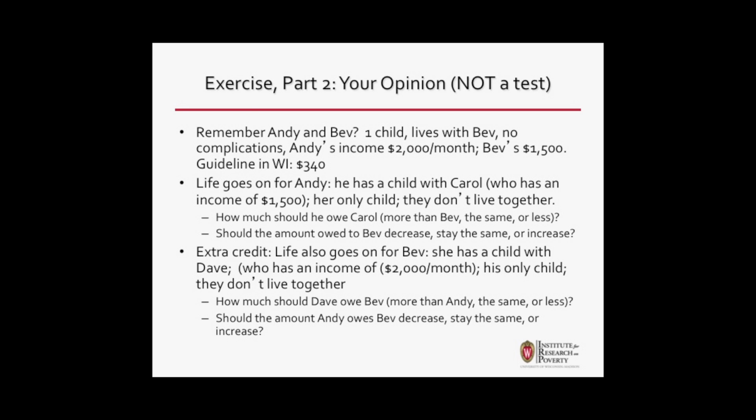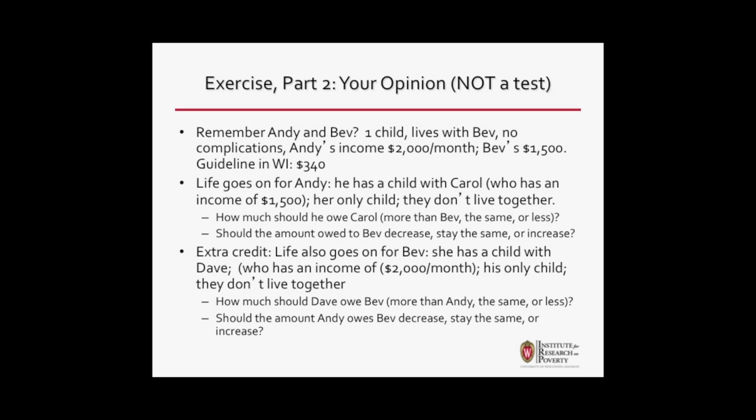All right, let me just go back up here to Bev. So let's just think about this together. This Bev is woman number 1, right? Woman number 1, Bev, now has a new kid with Dave. He looks like Andy, but he has a different name, right? So how much should Dave owe Bev? More than Andy, the same, or less? Did any of you get on to do this one?